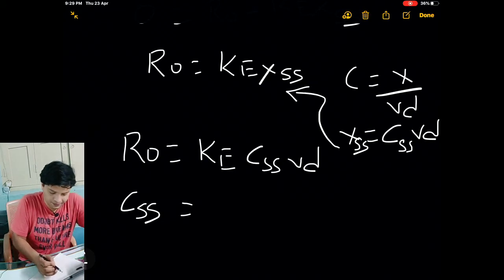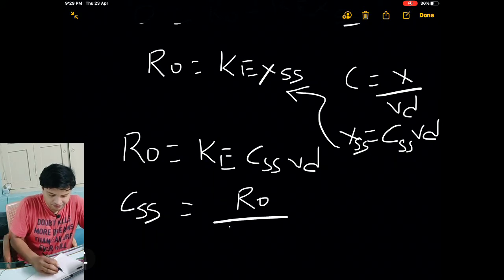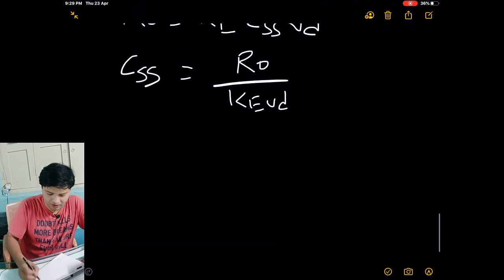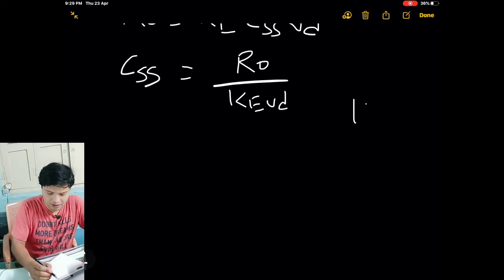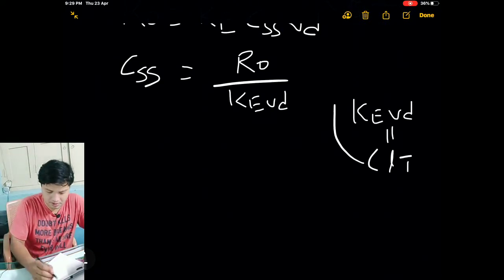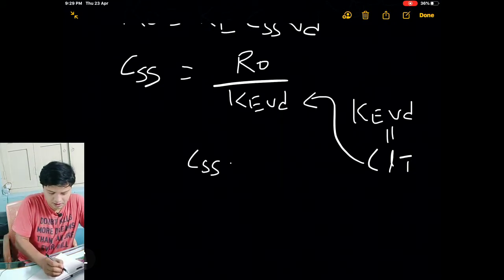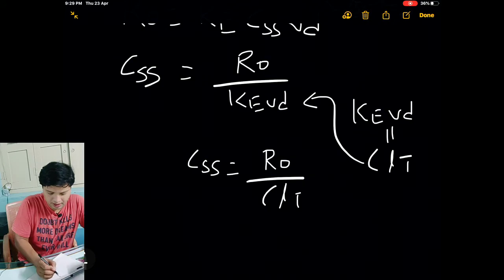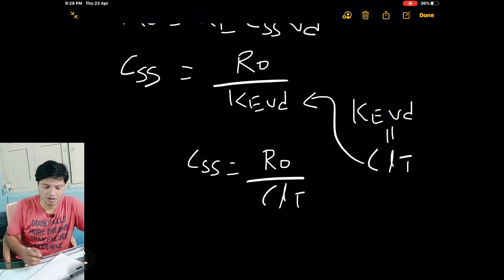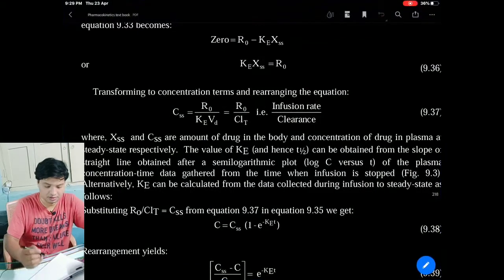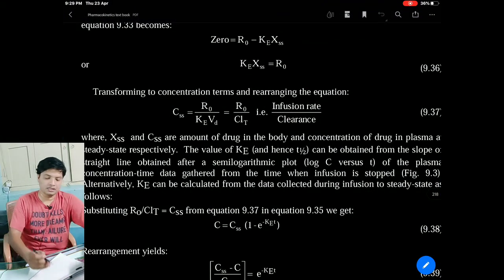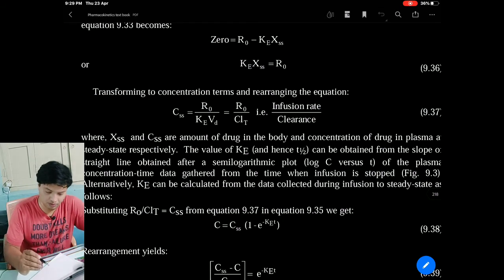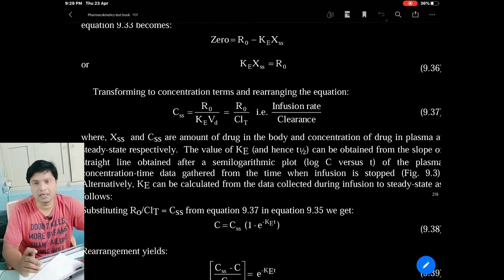is equal to R naught by Ke into Vd. Again, we know that Ke into Vd is equal to clearance. Substitute this equation here, you will get steady state concentration is equal to R naught by clearance. This is the equation we got here. So what it says: steady state concentration is equal to infusion rate by clearance.